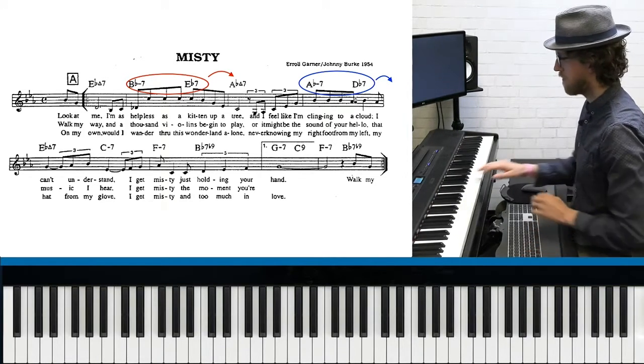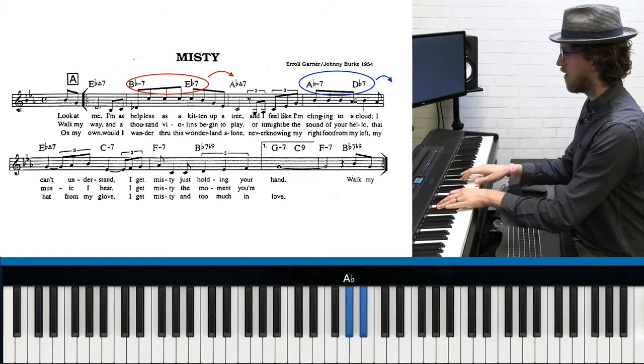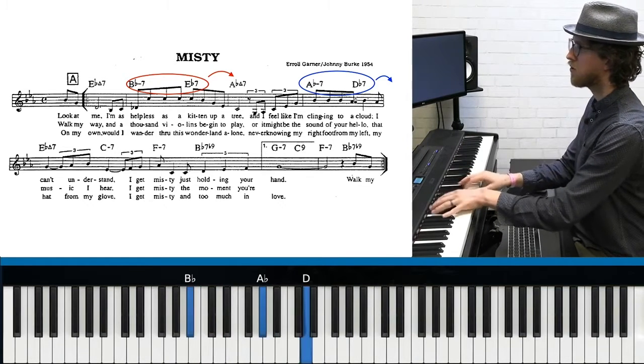I can't understand, I get misty just holding your hand.